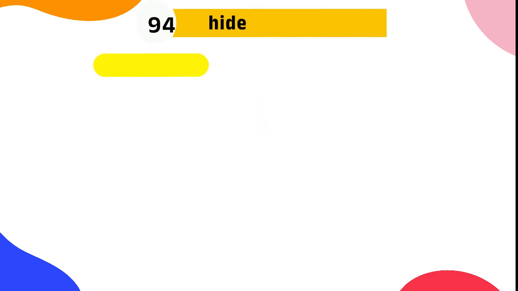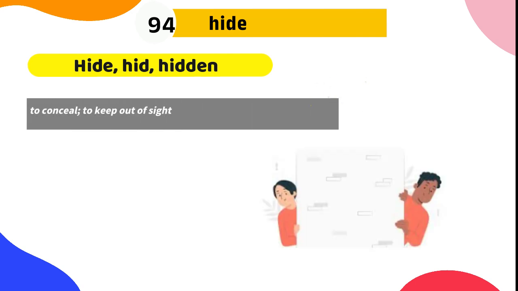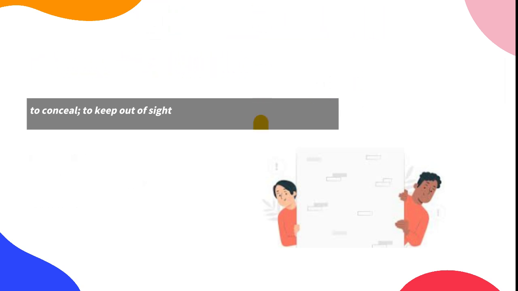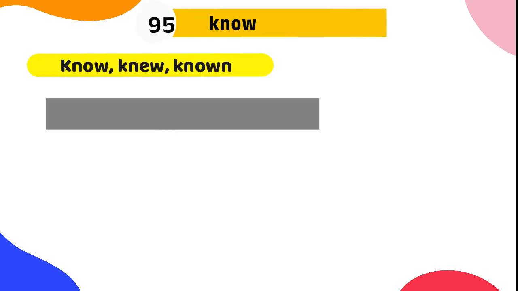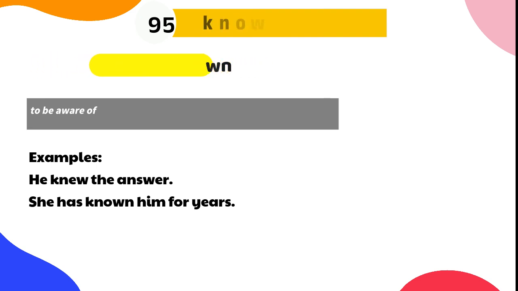Hide, hid, hidden. Meanings: to conceal, to keep out of sight. Examples: she hid the keys. The treasure was hidden. Know, knew, known. Meanings: to be aware of, to have knowledge of. Examples: he knew the answer. She has known him for years.